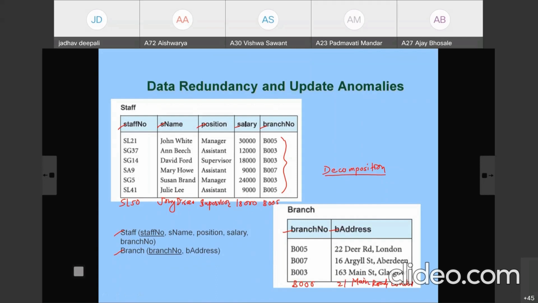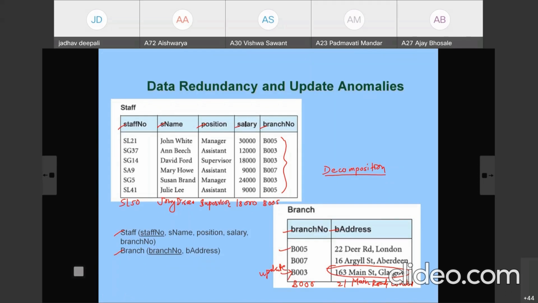Now the updation anomaly. Suppose I want to change the address of this branch B003. I want to update the address of this branch. I only need to update it here, not necessary to check anywhere else. Single updation, no database inconsistency. It never results in database inconsistency. Why? Because we need to update it only once. That's why no updation anomaly.